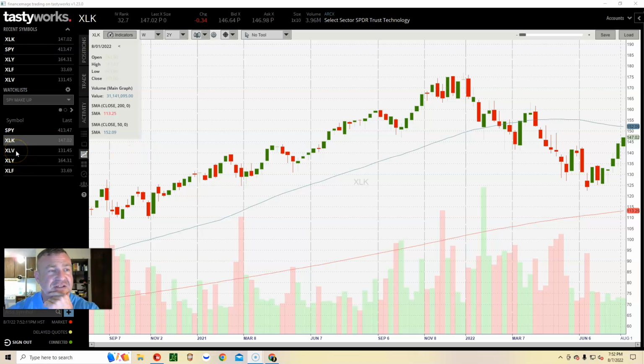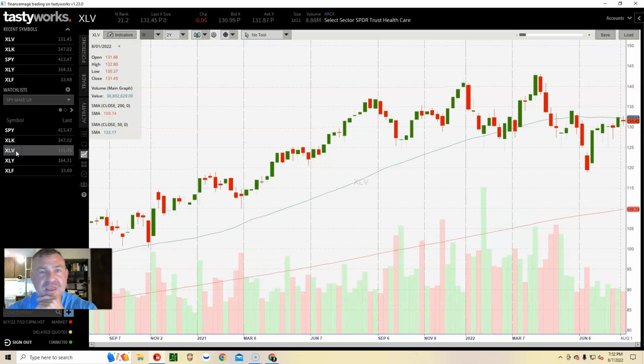Let's look at the healthcare, XLV. Oh, now look at that. That is a nice doji there. Indecision, actually closed lower than it opened, hence the red.